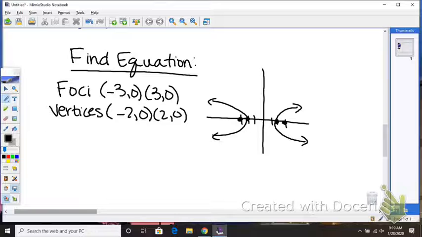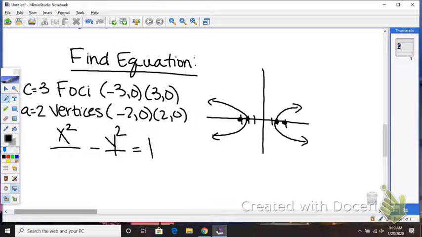So I know that I'm dealing with x squared over a squared minus y squared over b squared equals 1. What do I know? What letters do I know? Here, A and B. I know A. A is 2. I don't know B though. What's the other letter I know? C. C is 3. So I can go ahead and fill in, what am I going to put below x squared? 4. 2 squared is 4.